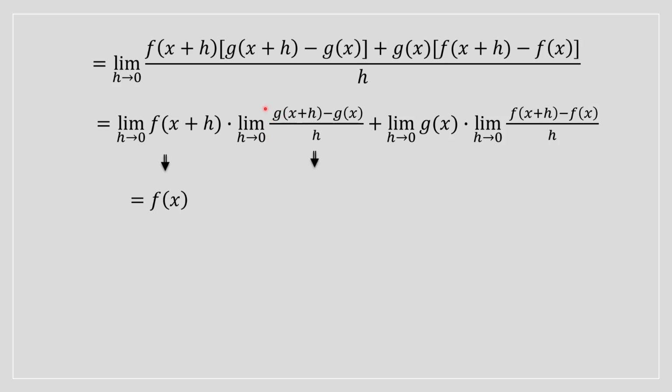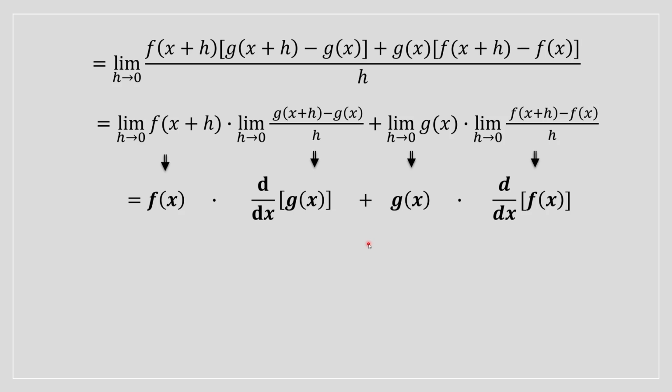Over here is basically the limit definition of the derivative of g(x), so we can write it as this. Over here is basically just equal to g(x). And lastly but not least, is the limit definition of the derivative of f(x). And there you have it, lads, the product rule that's been solved for you lot.